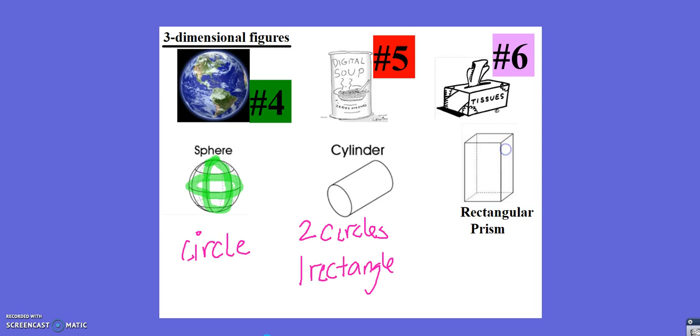Number 6, we have another rectangular prism. Oftentimes, the bases here will be different from what we call the faces. We've got 2 bases and then 4 faces. It gives me a total of 6 rectangles.